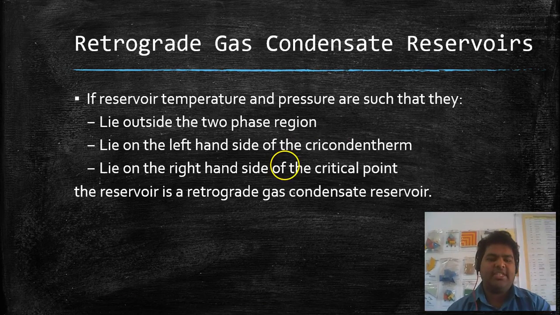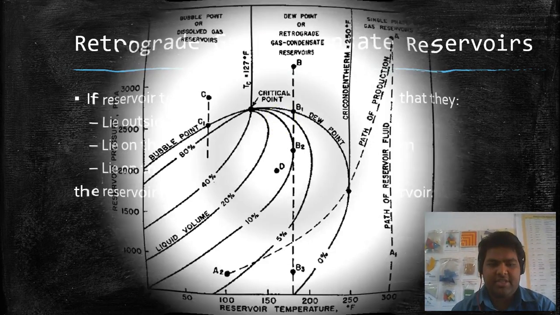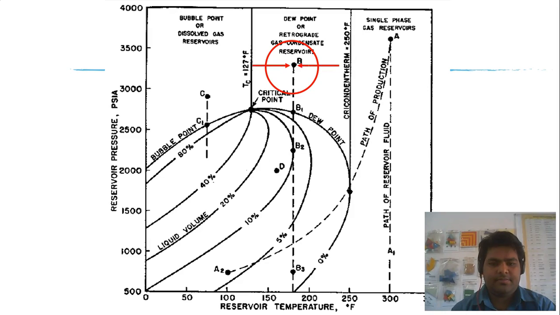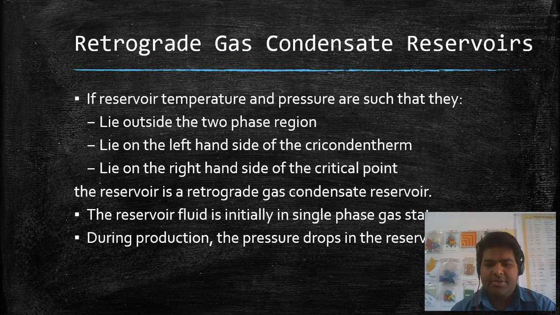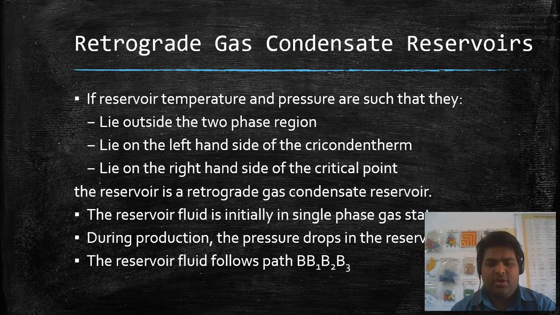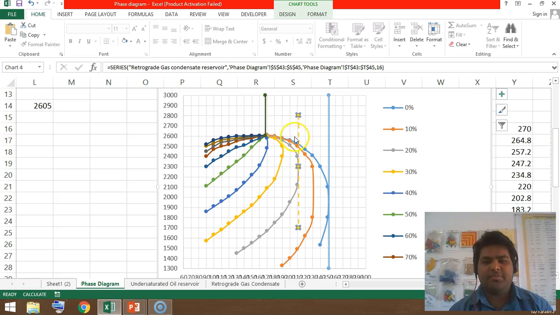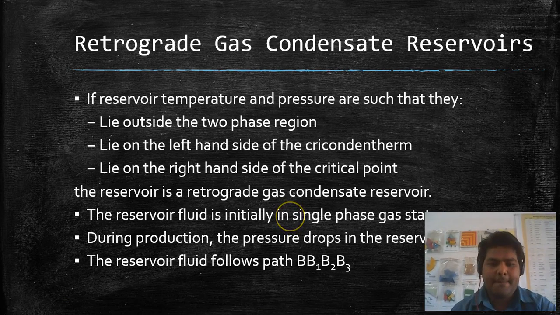Anyway, what I just explained is written in these slides. The reservoir fluid is initially in single phase gas state. During production, the pressure drops in the reservoir. The reservoir fluid follows path B, B1, B2, B3. This point is B. This point where it intersects the dew point curve is B1, and this point where the liquid is maximum is B2, and this point, let's call it the abandonment pressure, is B3.